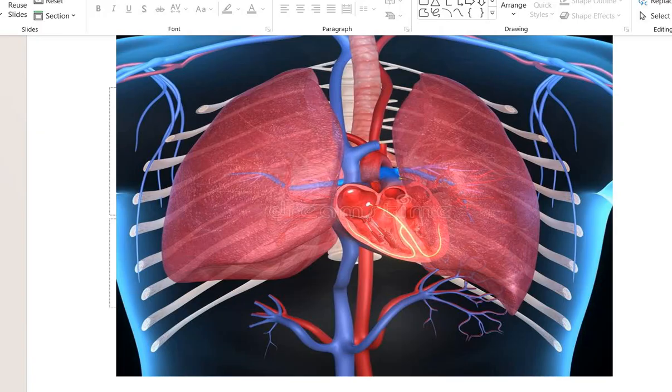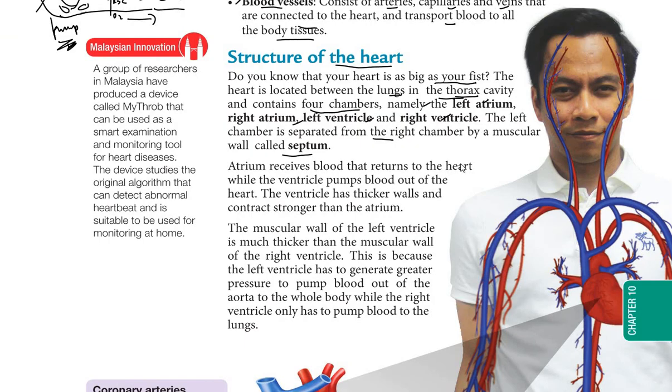The atrium receives blood that returns to the heart, while the ventricle pumps blood out of the heart. The ventricle has thicker walls and contracts stronger than the atrium. I will later explain this in the heart diagram. So these are the chambers of the heart.